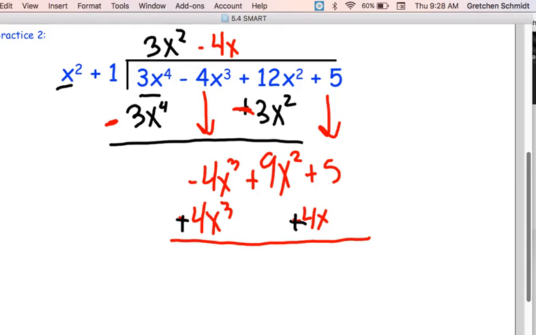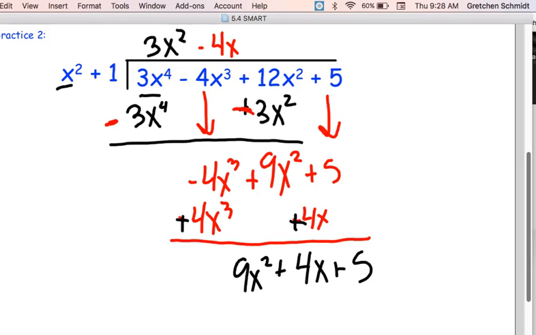How many x cubes do you have? 0. Here, how many x's were on top? 0. So what's 0x plus 4x? 4x. So it adds with the 0. What do we bring down? 9x squared and 5. Perfect.